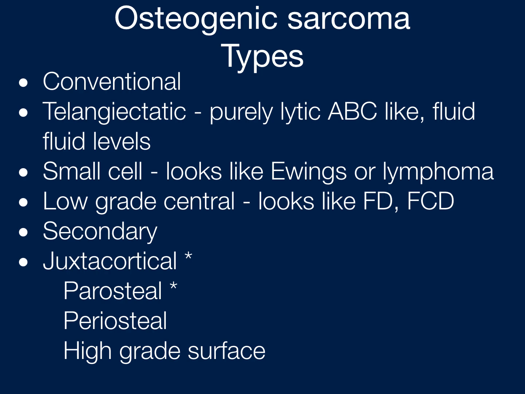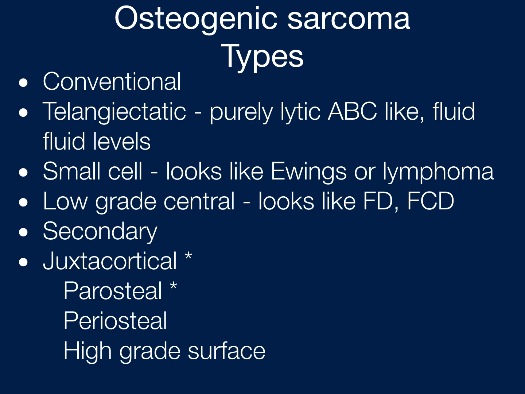And osteogenic sarcomas can be further classified into the following subtypes. And this mainly is to show that there are many subtypes rather than to suggest you need to know them all. The conventional is the most common. There's also telangiectatic, which is purely lytic and will have ABC elements, so on MRI you can see fluid levels. The small cell variety can look like Ewing's or lymphoma. There's the low-grade central that can look like fibrous dysplasia or fibrous cortical defect. And then there's secondary lesions.